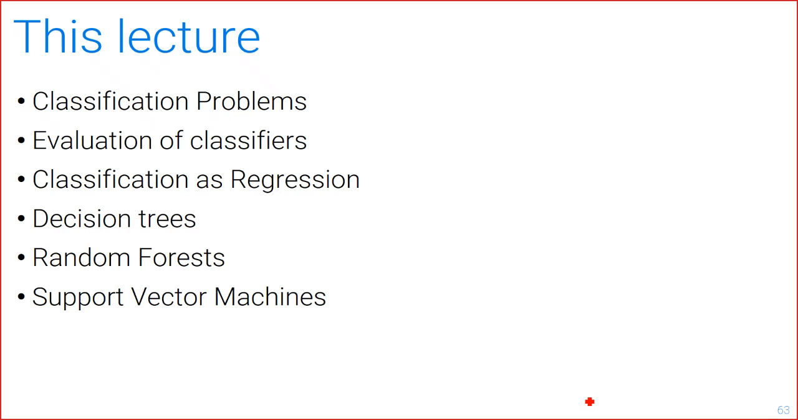So to sum up, we've been talking about classification problems. And then something very important here is how you evaluate the classifier, because as we see, it's very easy to overfit the models. We saw how to use regression for classification, decision trees and random forests, and SVMs. So this is the content of today.